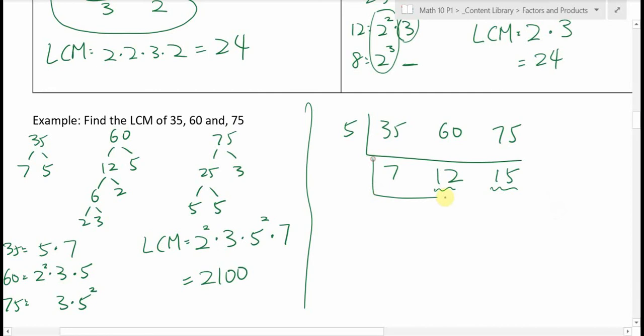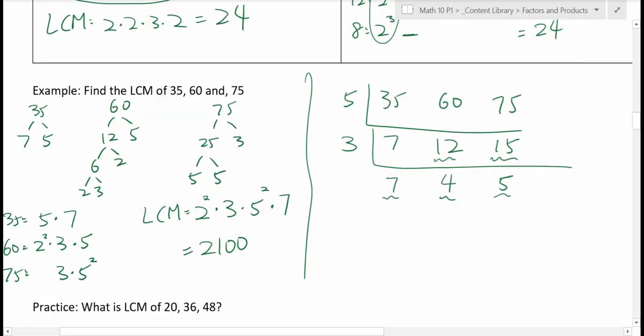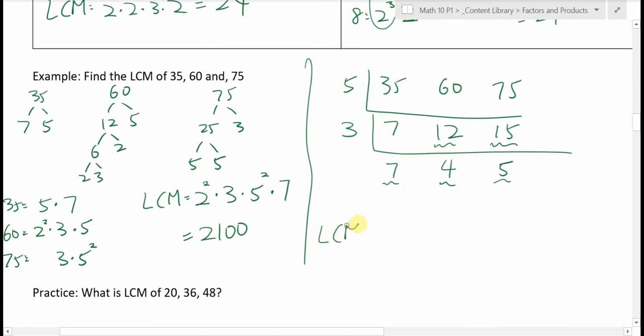So with continuous division, you just have to be a little bit careful with the method because there are some special cases. If you have more than 2 numbers, then you have to watch out for this. Now 3 does not go into 7, so just leave it like that. 3 goes into 12 4 times, and 3 goes into 15 5 times. Now you can see that's 7, that's 4, and that's 5. There is no more common factor among those 3 numbers, or even just 2 of them. So you would stop right here, and then you can look for your LCM.